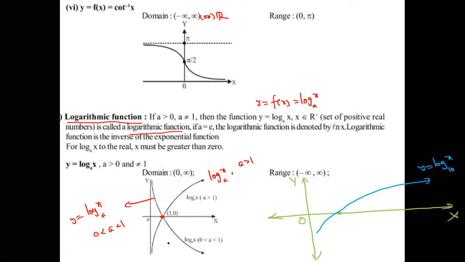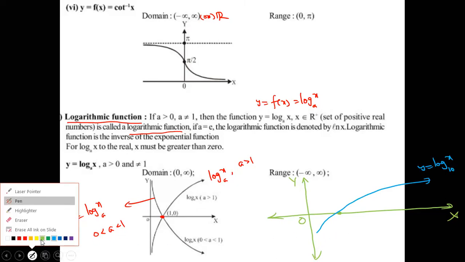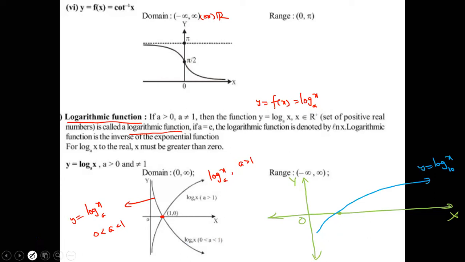Clear? Now see, one more graph I am taking. If the base is decreasing, then can you guess what the graph is coming? Like that, y is equal to log x to the base some 4, like that. But all our graphs are passing through 1 comma 0. One more graph, what is that?